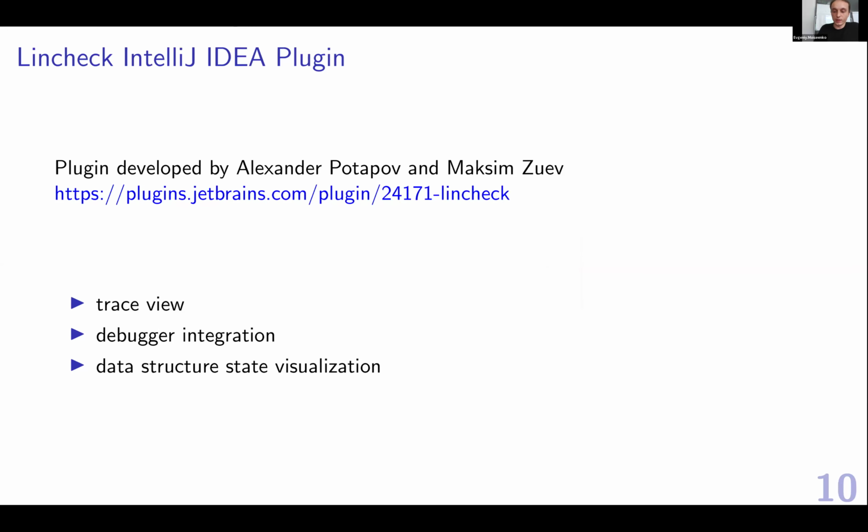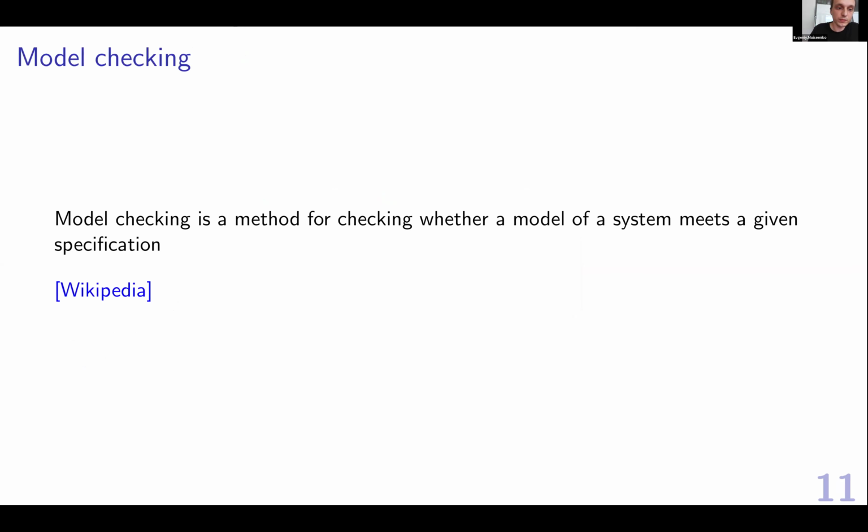So yeah, that's basically how Lincheck works and how it is useful. Next, I'm going to tell more about model checking itself. Wikipedia says that model checking is a method for checking whether a model of the system meets a given specification. So it's a very broad definition.